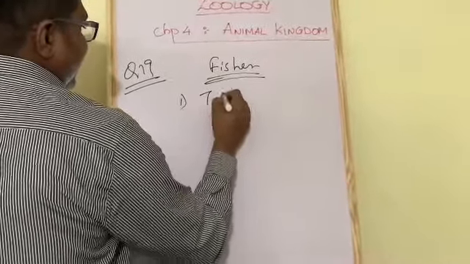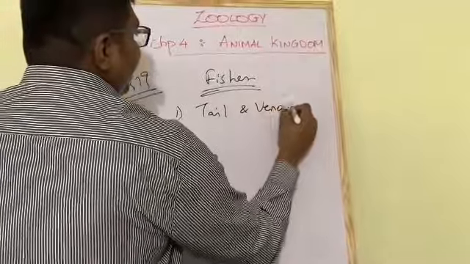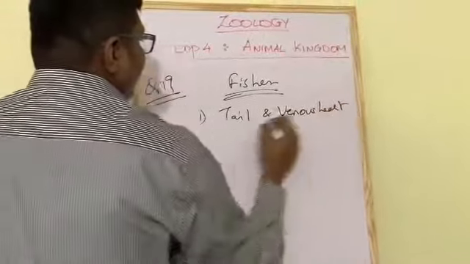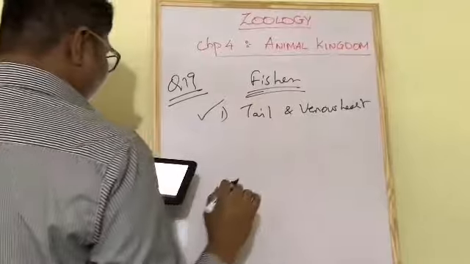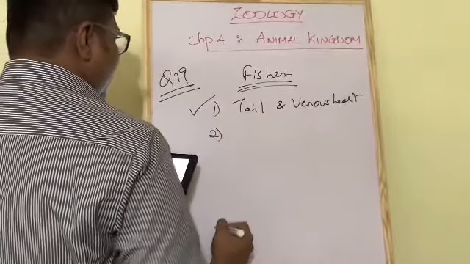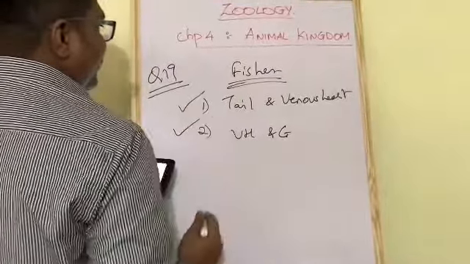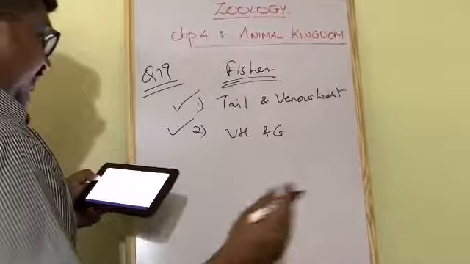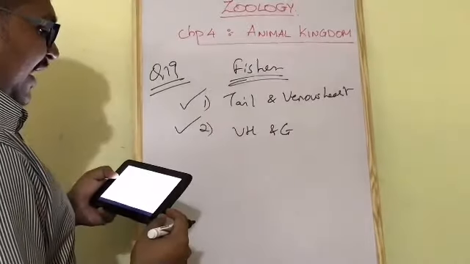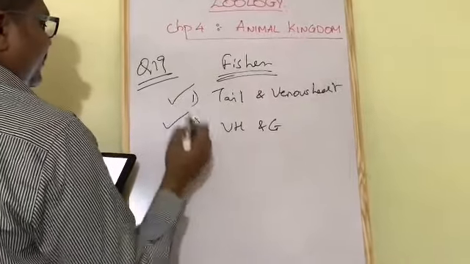The tail is present in the fishes and it does have venous heart. So option number 1 is correct for fishes. Option number 2 is venous heart and gills. Now of course the heart of fishes is venous, which I am going to explain in a moment, and gills are present in the fishes, so option number 2 is also appropriate to fishes.